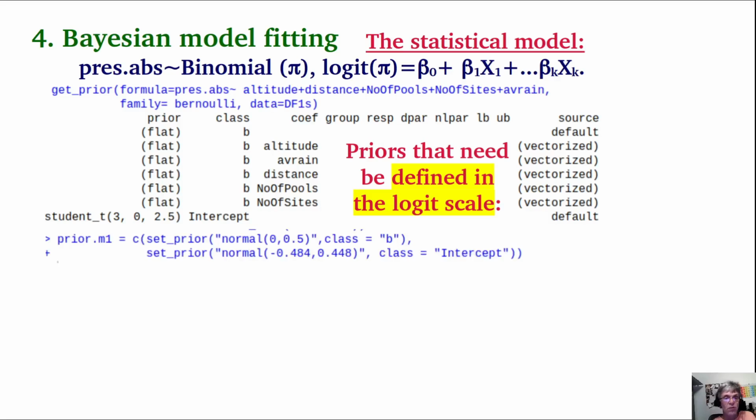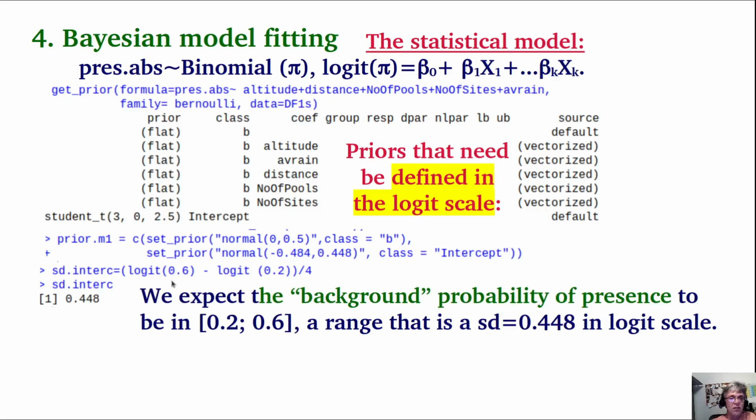So we are going to set the priors. I'm going to justify this in a second. For the class b coefficients, that is all the coefficients which are the partial slopes for the numerical explanatory variables, we set one prior, and another prior for the intercept, which is this value. This simply says that we expect a background probability of presence to range between 0.2 and 0.6.